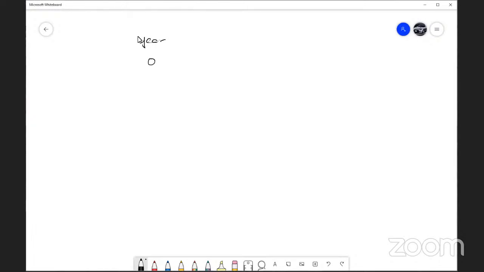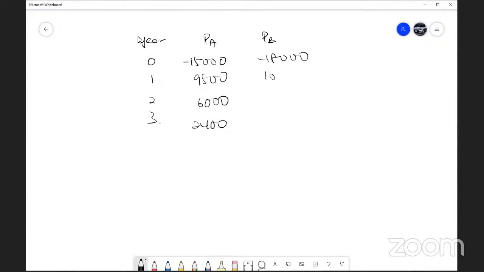I think you guys can see it on your question, but I'll write it out so you can see it easily. Project A: negative 15,000, 9,500, 6,000, and 2,400. Project B: negative 18,000, 10,500, 7K, 6K. These are the information given to you.